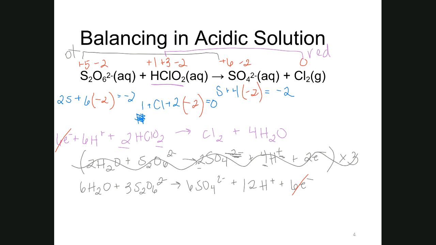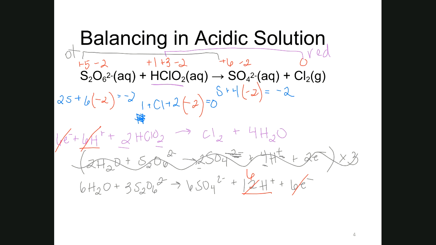So then we can look at our hydrogens, for instance, our protons. We have 6 protons in the purple. We have 12 protons in the gray. So we can cancel out 6 protons at most. So all 6 of these go away, and 6 of the 12 here go away, and we're going to have 6 left over. So that's done. Nothing to cancel out for the HClO2. Nothing to cancel out for the Cl2.